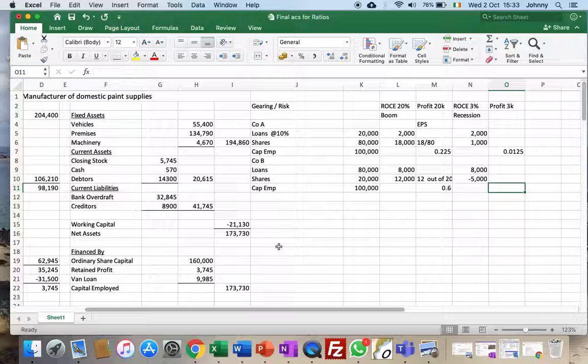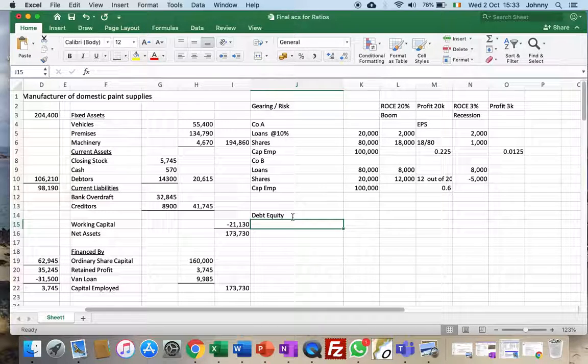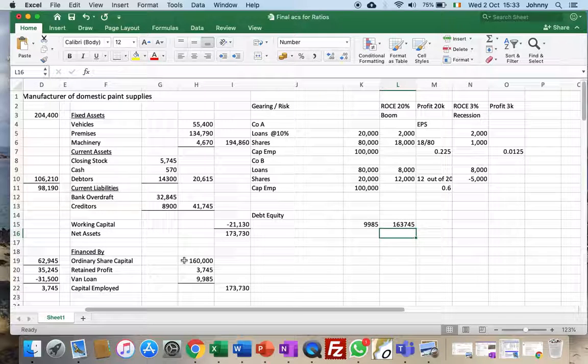Now let's look at the answers for this question here. We use a formula called the debt equity ratio. The debt equity ratio compares the debt, the money borrowed, to all the money invested by the ordinary shareholders. So in this case, we've borrowed 9,985, and we've got 163,745 invested by the ordinary shareholders. Remember, that's the shares they bought at the beginning plus the amount of profit that they have allowed the business to keep. And we turn that into a ratio.